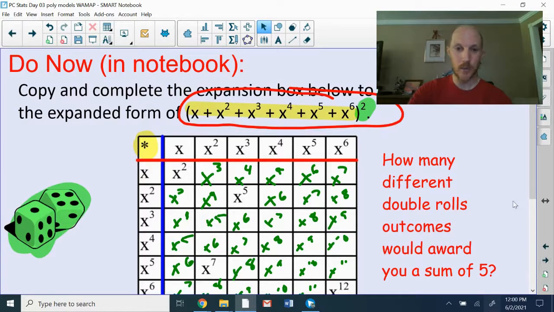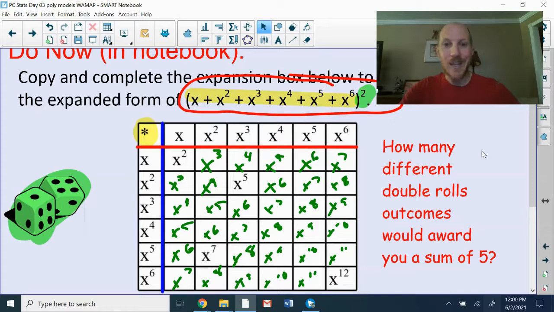All right, I see that you finished your table. I finished mine. So I got an extra question. Now that we have the table completed, how many different rolls would award you a sum of 5?